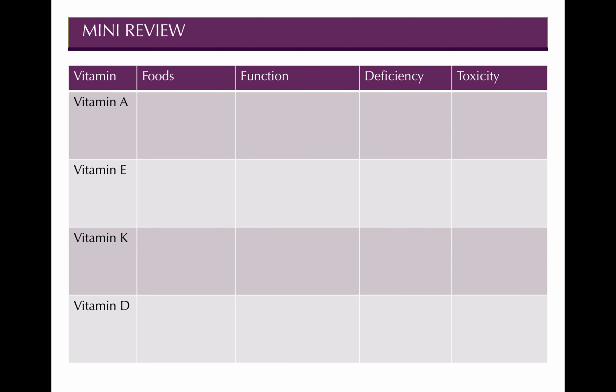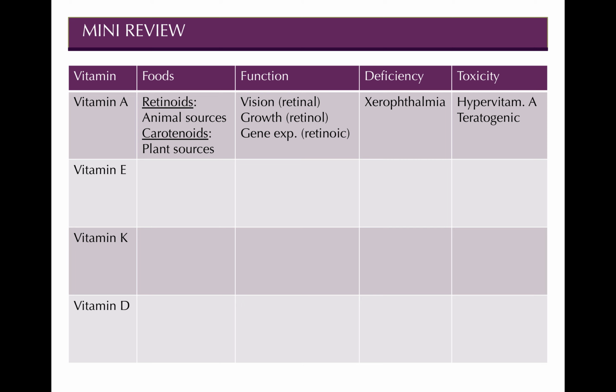Deficiency. So remember, a bunch of eye stuff. It's called xerophthalmia. And toxicity. That was hypervitaminosis A, the Accutane, and the birth defects, that type of thing. So high amounts can lead to birth defects.